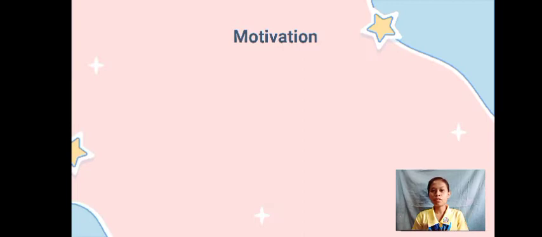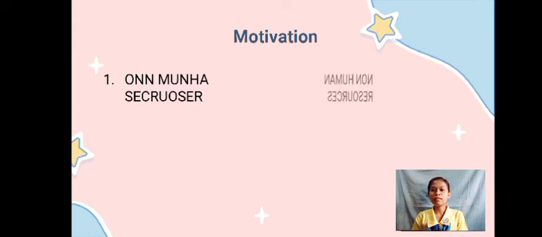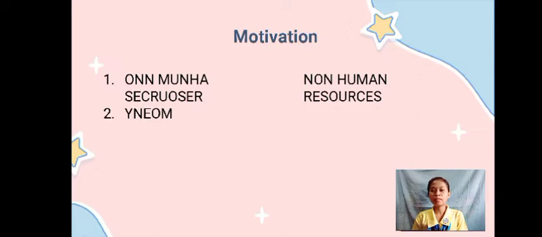For our motivation, I have here a jumbled letter and try to guess what it is. Click the raise hand button if you want to answer. The student will be given 5 seconds to guess the given jumbled letters. First, Miss Mejias. Correct, non-human resources. Second, Miss Niadas. Your answer is correct, money.